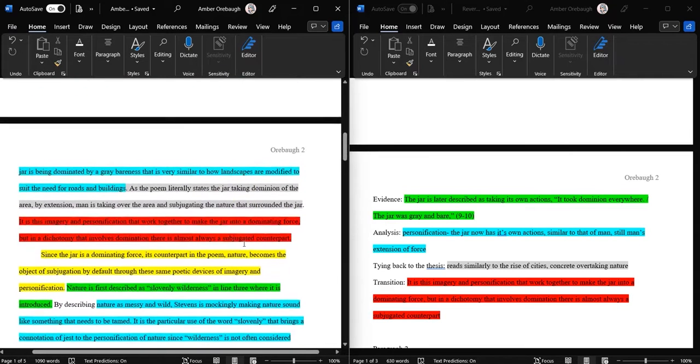So I explained that Stevens has this idea. The next thing that I did is I took this paragraph and specifically tied it back to my thesis, right? I said the actual sentence in my paragraph is, as the poem literally states, the jar taking dominion of the area, by extension, man is taking over the area and subjugating the nature that surrounded the jar. In every paragraph, I don't necessarily have a specific sentence that is super clear about tying back to the thesis, but this one, I think I was pretty clear that that was that sentence.